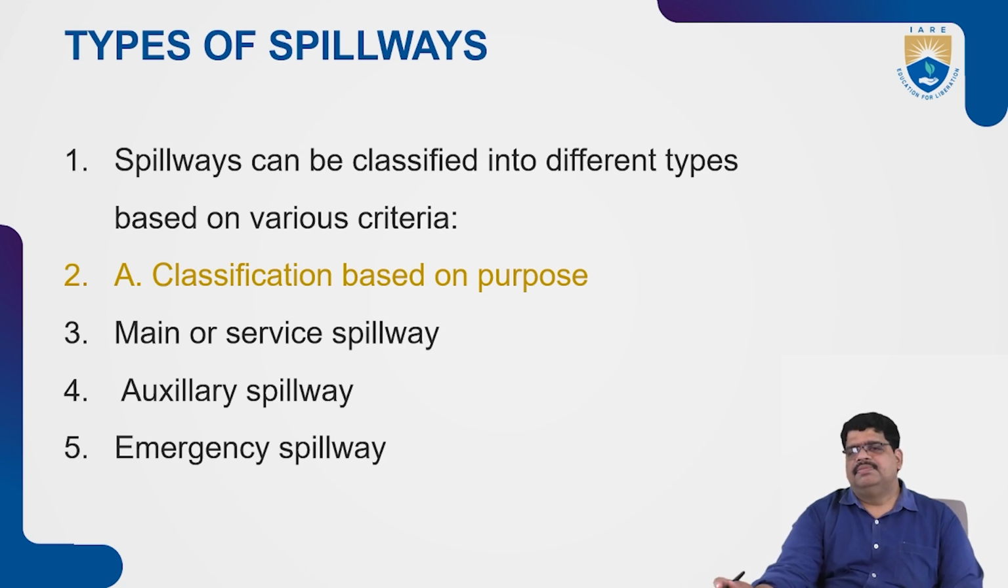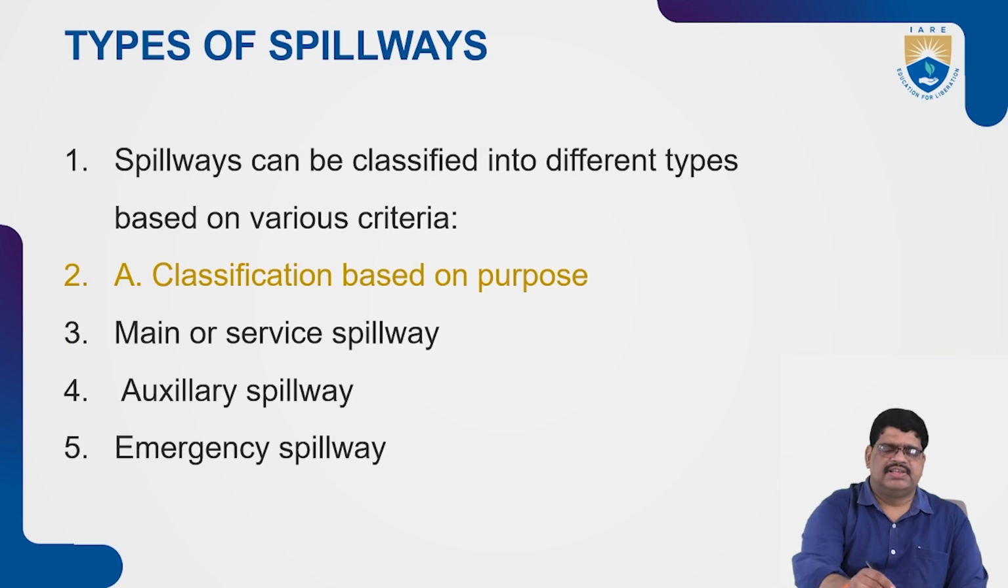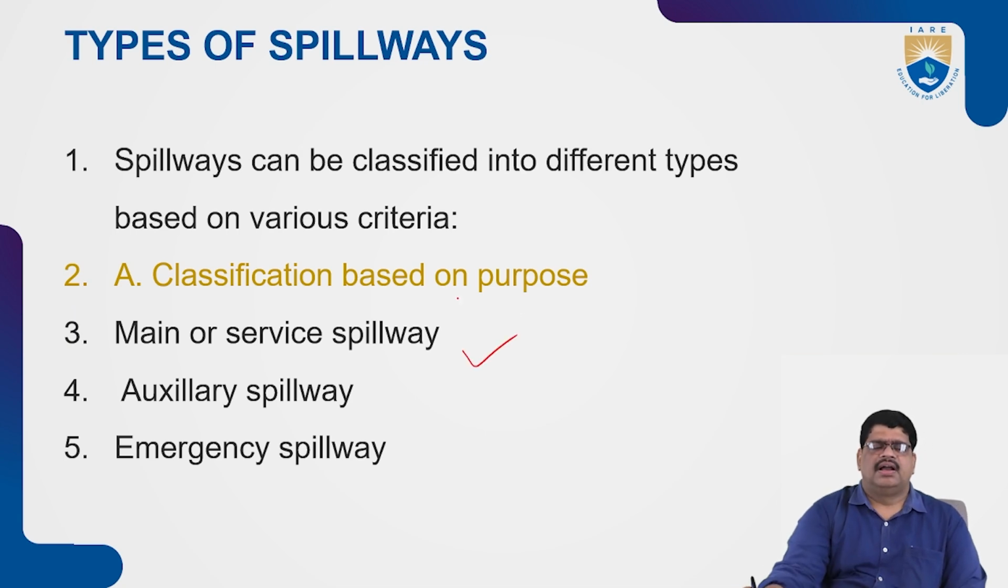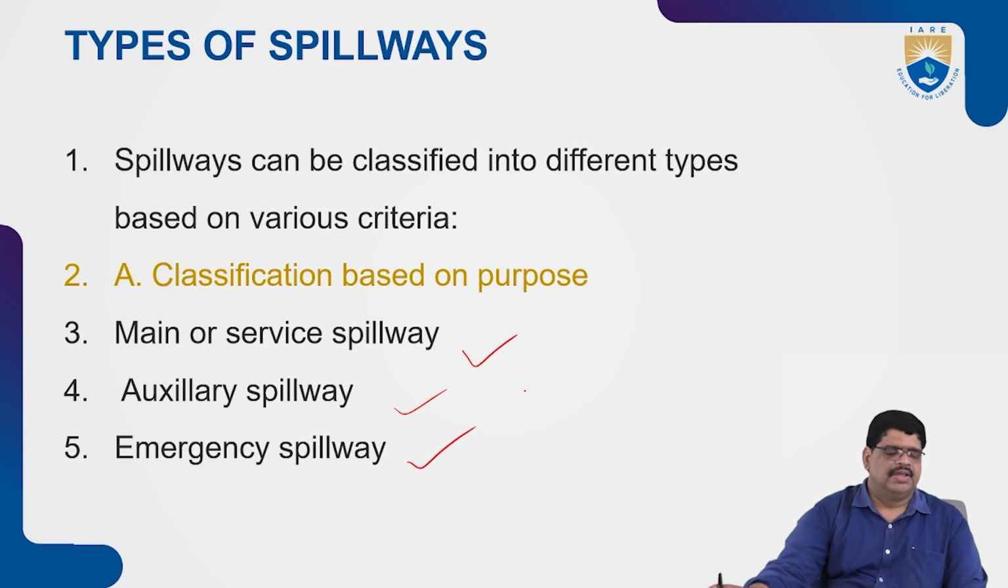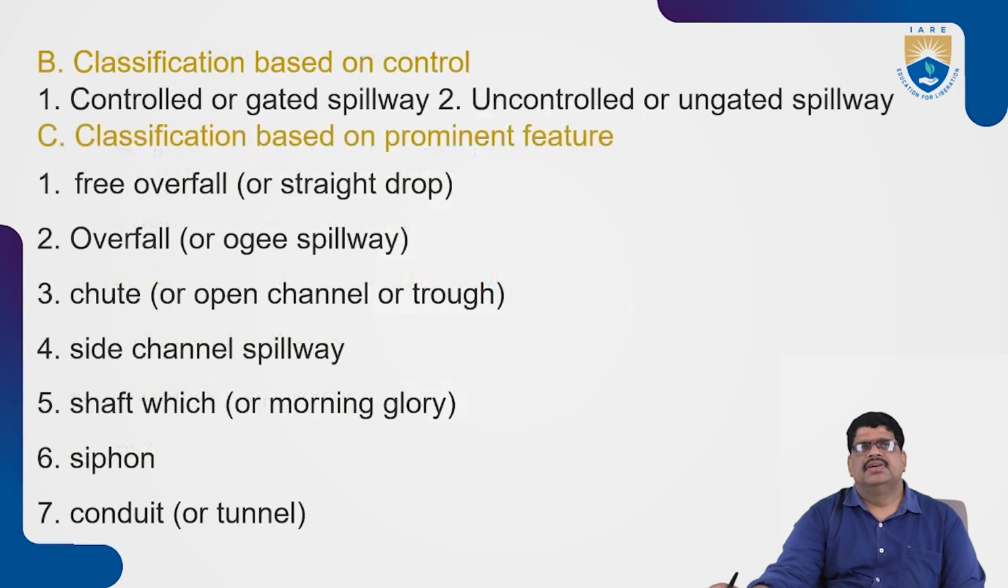Based on the purposes, it can be bifurcated into main or service spillway, which is one of the methods, auxiliary spillway, and the third one, emergency spillway. These are the three main classifications based on the purposes. So let us see the main classification.